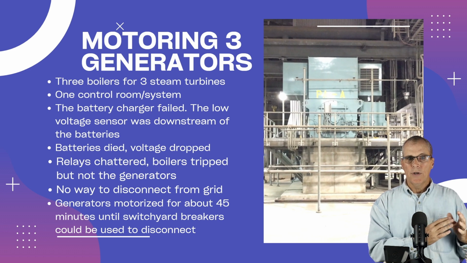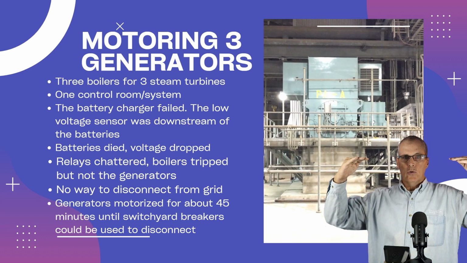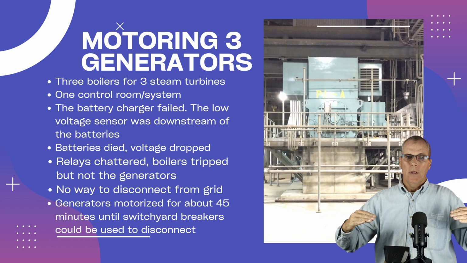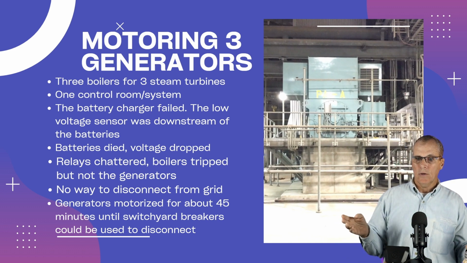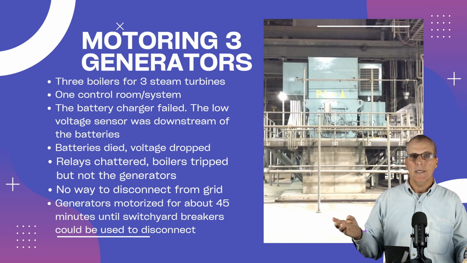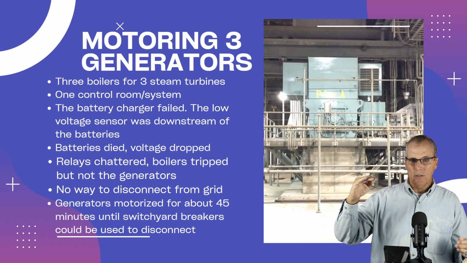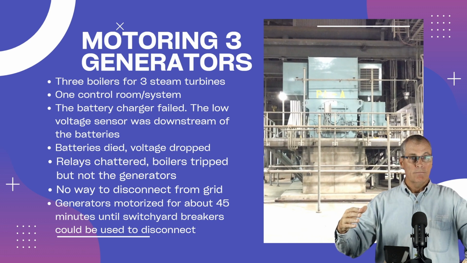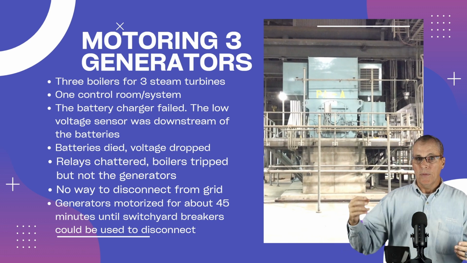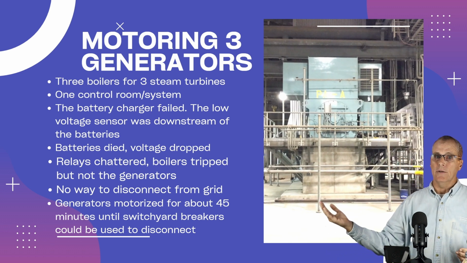Now, as the batteries were dying, the voltage was slowly going down. Throughout the plant, the hold-in voltages for all the relays and coils weren't exactly the same. And so we had uncoordinated tripping. We had the boiler trip, so no steam going to the turbine, but the generator did not trip. We're still connected to the grid.